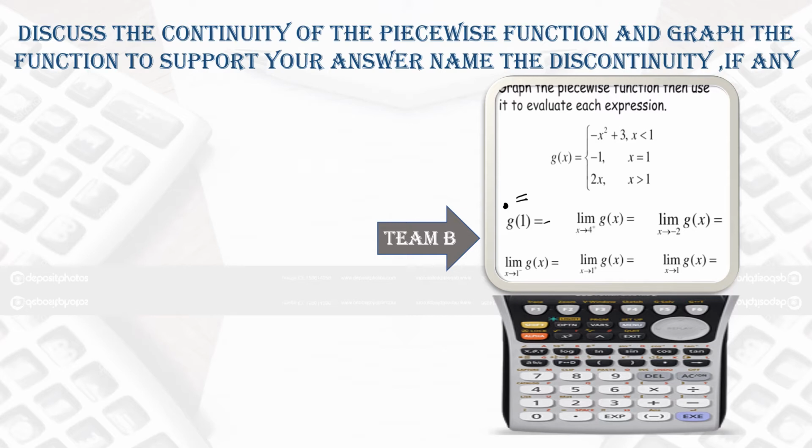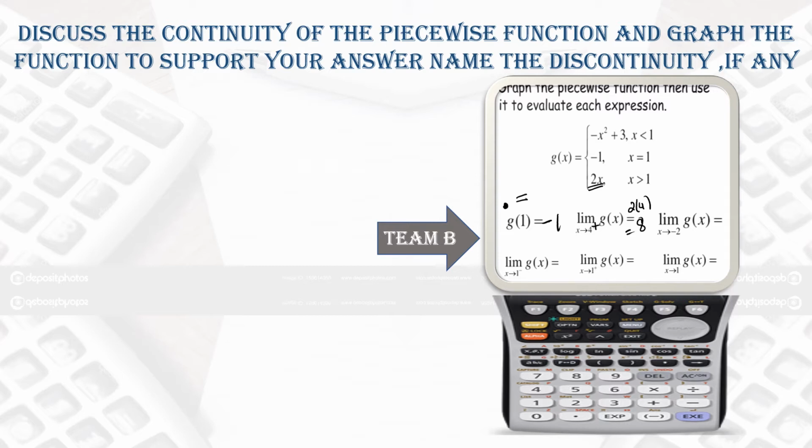So that is equal to -1, our second equation. Limit as x approaches 4 from the right-hand side means x is greater than 1, so you will take 2x, so 2 times 4, which will give you 8.